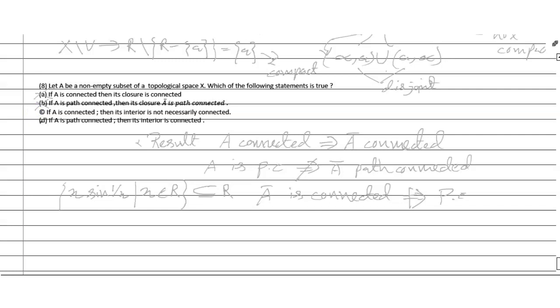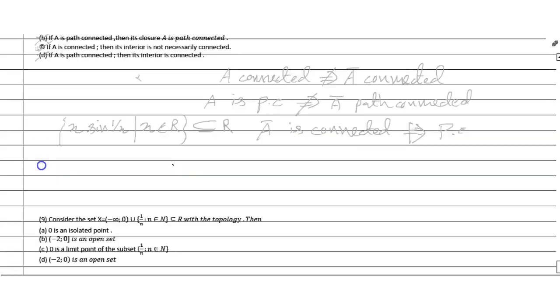And if A is connected, then its interior is not necessarily connected. So it is not possible. Example, if you see x, sine 1 by x is the given example. So if A is connected, then its interior is not necessarily connected. This is correct. And if A is path connected, then its interior is connected. This is not possible.